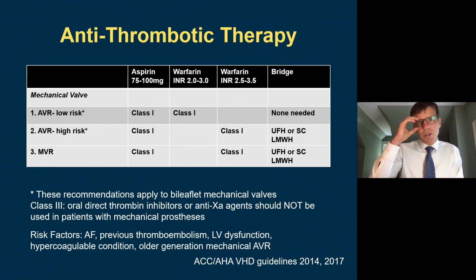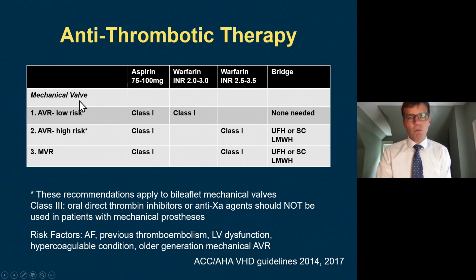This is something that wasn't really clear to me until I became a cardiologist, that there are some class 1 indications for antithrombotic or antiplatelet therapy in patients who have had aortic valve and mitral valve replacements. So if you get a mechanical valve, typically you should be on aspirin regardless. If you've had an aortic valve replacement, you should be on warfarin with a goal INR of 2 to 3. If you have an aortic valve replacement with a mechanical valve and you're high risk, and the risk factors are here, okay? AF, previous thromboembolism, LV dysfunction, hypercoagulable condition, an older generation mechanical AVR, then you have to think about a slightly higher range for your INR.